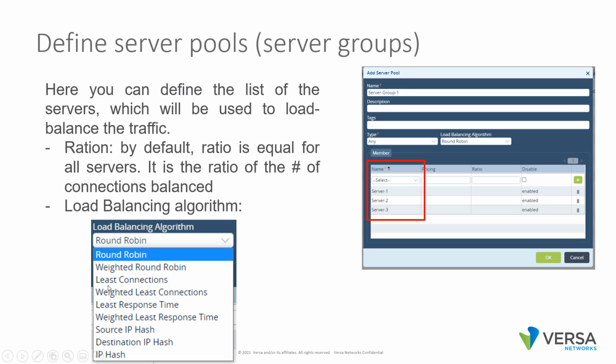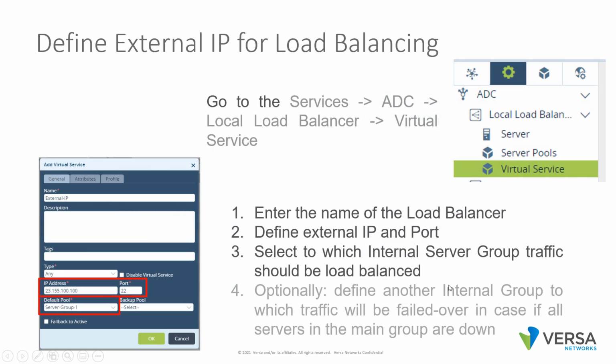To put the connection on the server which has the least connections in the current moment, and many other options available in here. So after you defined your server pool, you can define the external IP address on which we will be listening for that connection. For this, we would need to go in the services ADC virtual service. In the virtual service, you will define the name of the load balancer. So here I'm just defining it as the external IP.